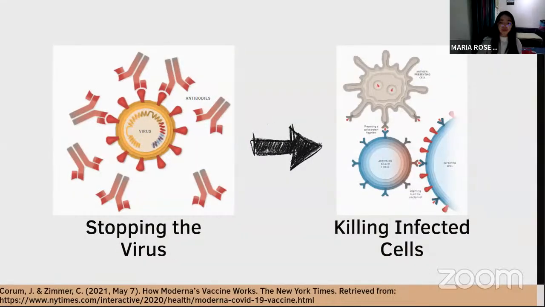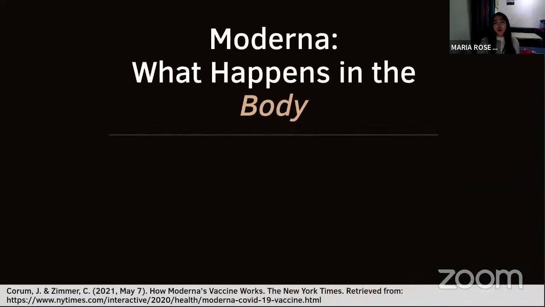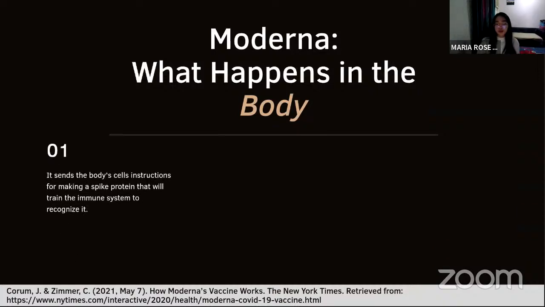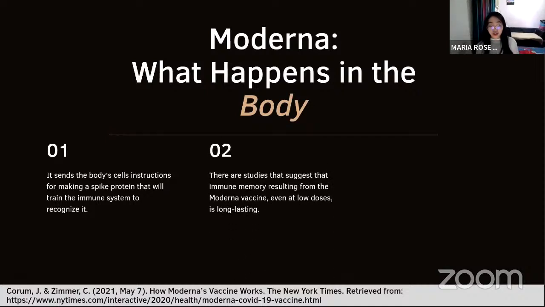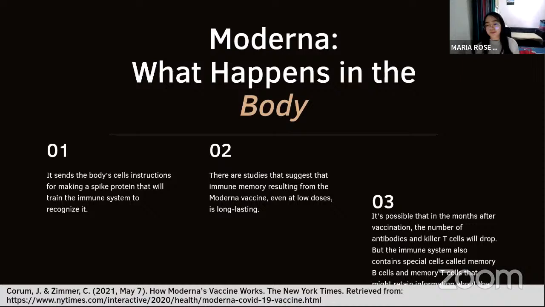So moving on. What happens in the body when you have the Moderna vaccine? First, it sends the body cells instructions for making a spike protein that will train the immune system to recognize it. So the immune system will then attack the spike protein the next time it sees one. Second, there are studies that suggest that immune memory resulting from the Moderna vaccine, even at low doses, is long-lasting. So there is a guaranteed immunity to the virus.